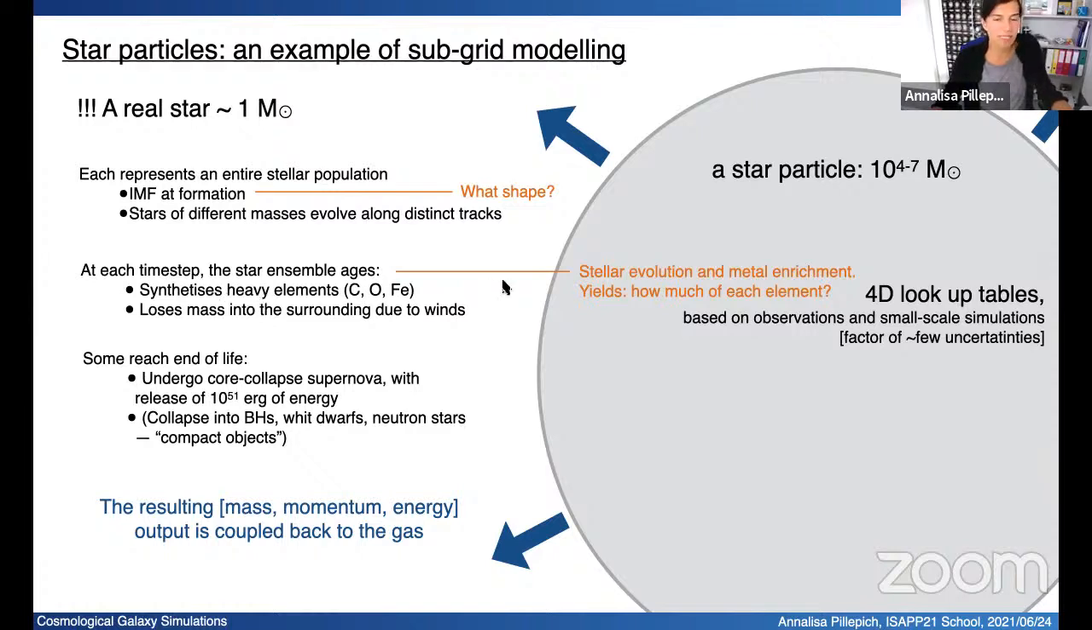And so in practice, we implement this by asking the yields of a given star, of a given age, of a given metallicity, meaning how much of a given element does this star produce? And as I mentioned earlier, we use lookup tables for this, which are based on observation or a mixture of observation and small-scale simulations. And the return and coupling back of mass, momentum, and energy is the feedback. But how exactly this coupling is done is dependent on the code, and this is at the forefront of our modeling, what we are trying to do better and better.